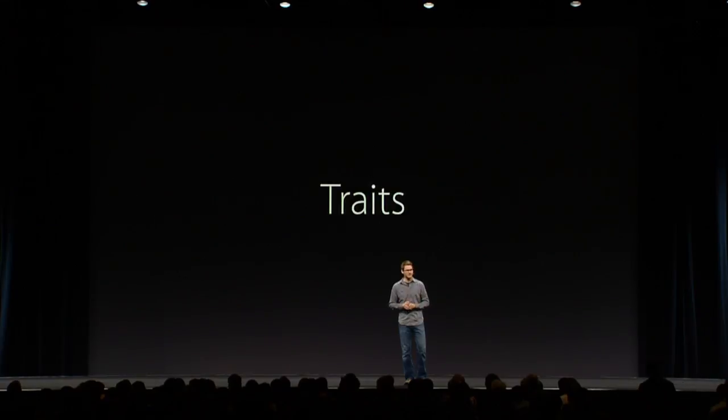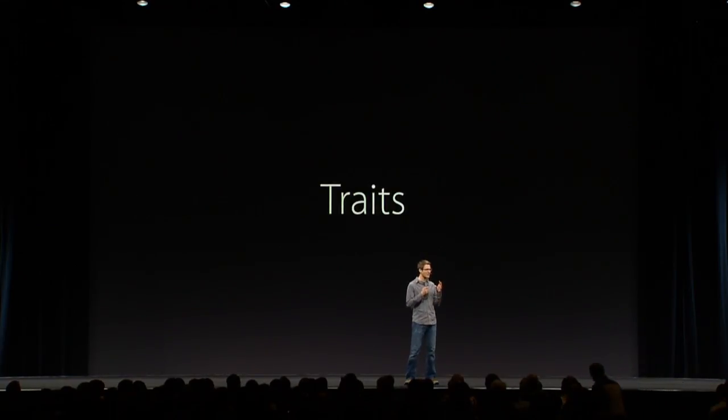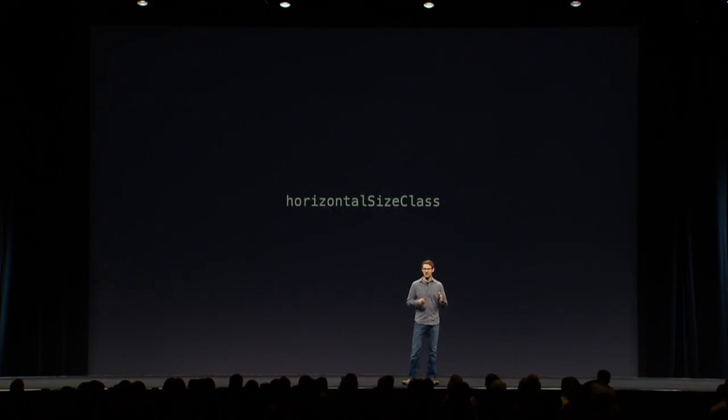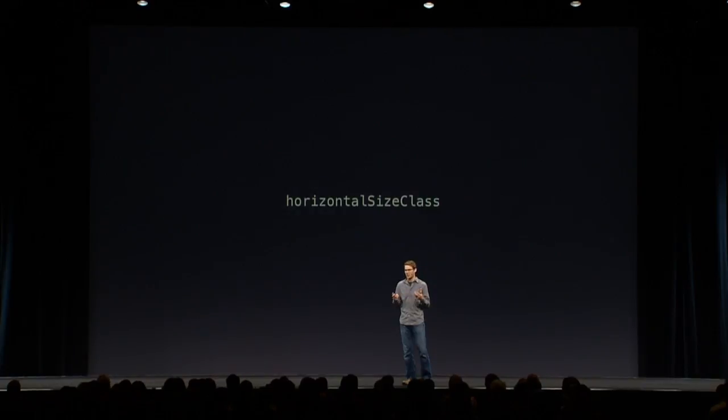So what are traits? Traits describe the environment that your application is running in. So here's an example of a trait, the horizontal size class. And this just describes what the experience should be for the available space of your application horizontally, whether you have a little bit of space or a lot of space. Now, a trait by itself doesn't really have any associated value with it. And that's where trait collections come into play.